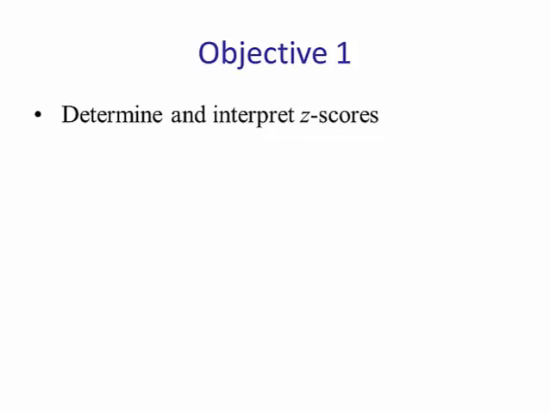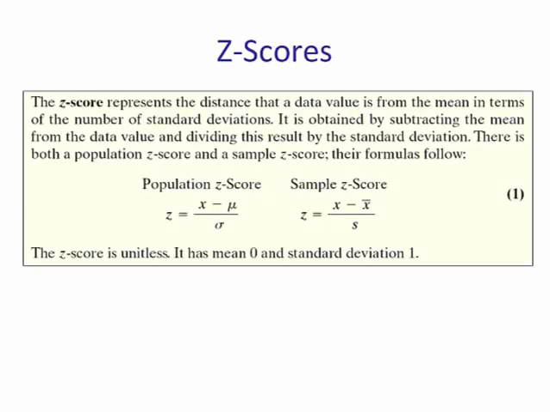Lesson objective number 1. A z-score represents the distance that a data value is from the mean in terms of the number of standard deviations. It is obtained by subtracting the mean from the data value and dividing this result by the standard deviation. Here's the formula for both population z-score and sample z-score. You take your x value, you subtract the mean, and divide it by the standard deviation.